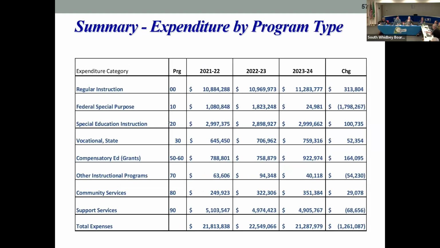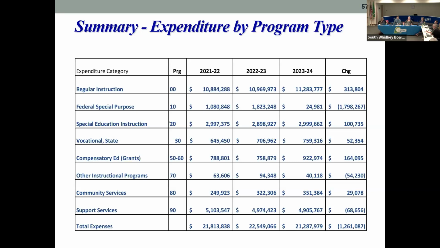Comparison to last year, you can see that our instruction's going up slightly, $313,000. Our federal programs are going down dramatically. That's because we lost all that funding. So we moved some of those costs to other places or eliminated those costs where we could. Special education goes up slightly. A vocational program, because it has more kids at a higher dollar amount, goes up slightly.